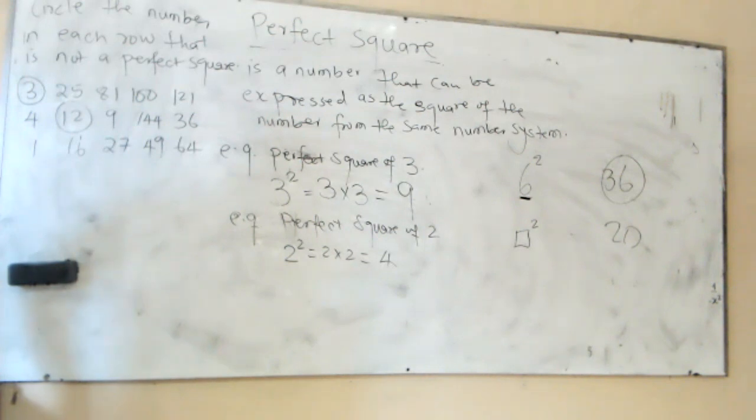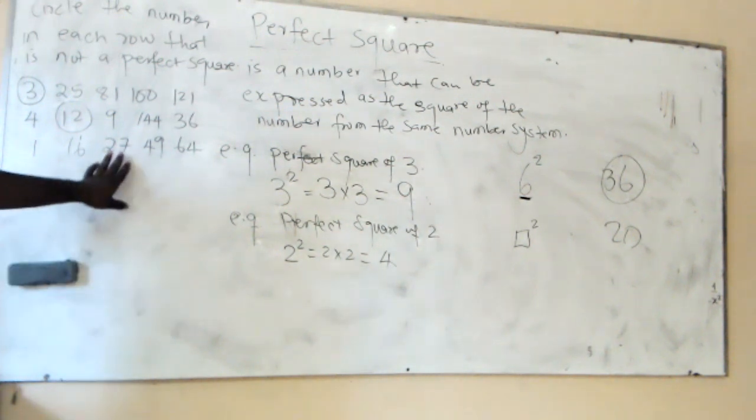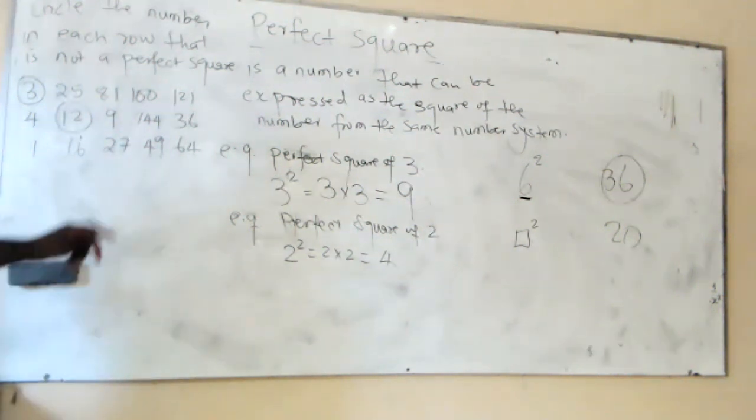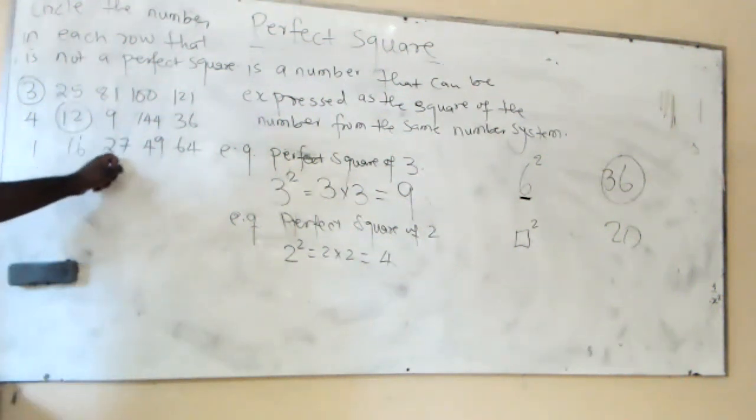And then 16, is it a perfect square? What is 4 to the power 2? It is. Our calculators are giving us wrong things. No, I'm going to simplify this for you after I finish.